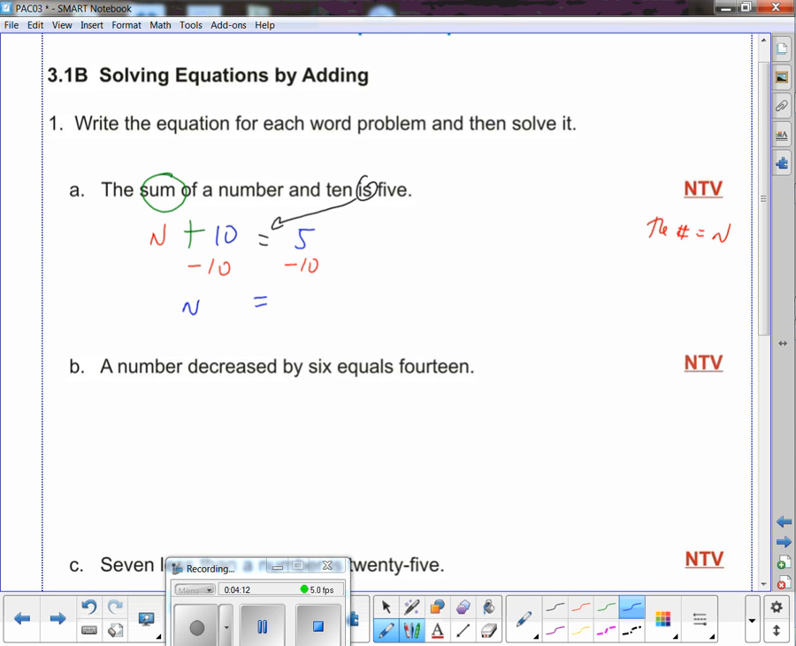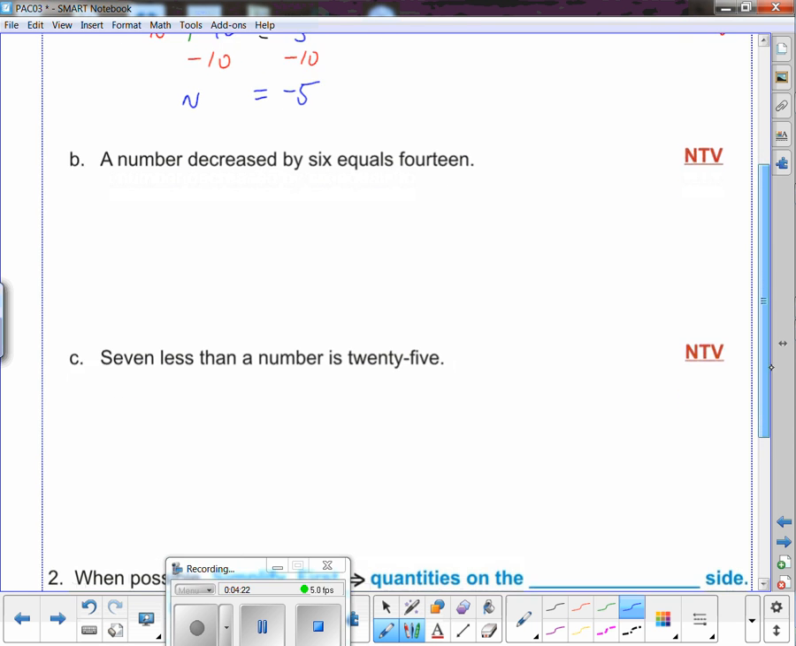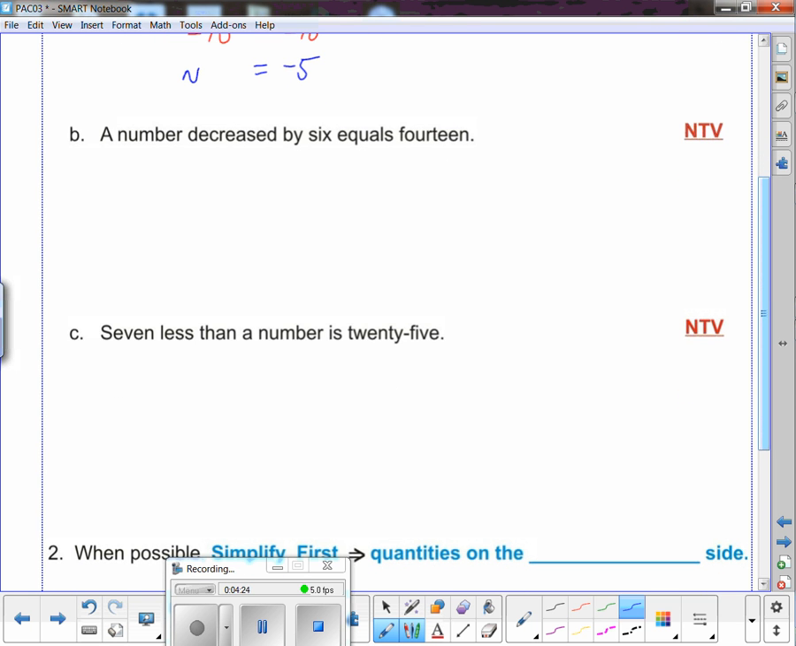Okay, so this is a negative 5, and that's our answer. Again, if you had time, you go back and check it. So you put negative 5 back in for the variable and solve. Let's go on to the next one. A number decreased by 6 equals 14. Again, the number, pretty simplistic. I'm going to stick with my ever popular n. All right, somebody raise your hand and tell me what you want to do with this one. Luke?